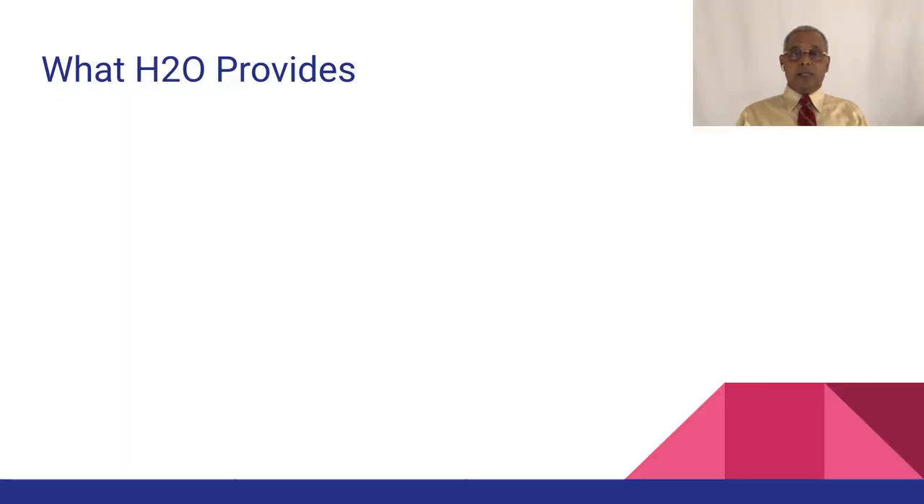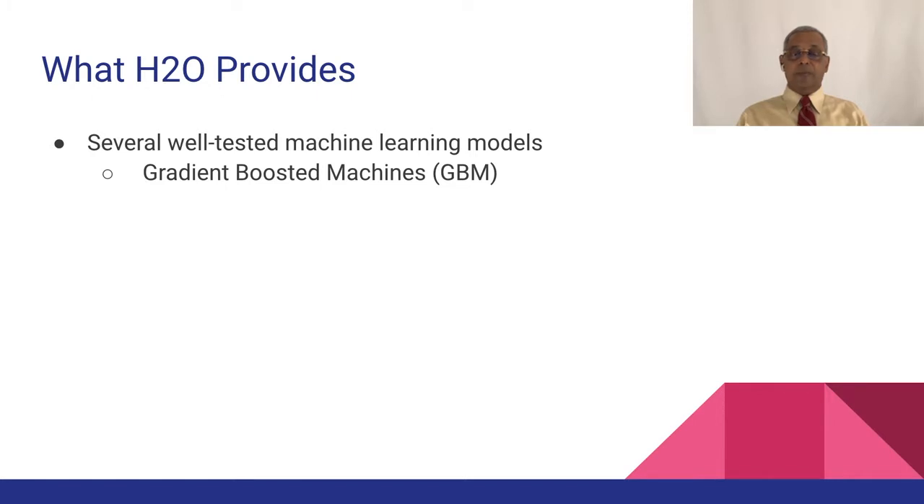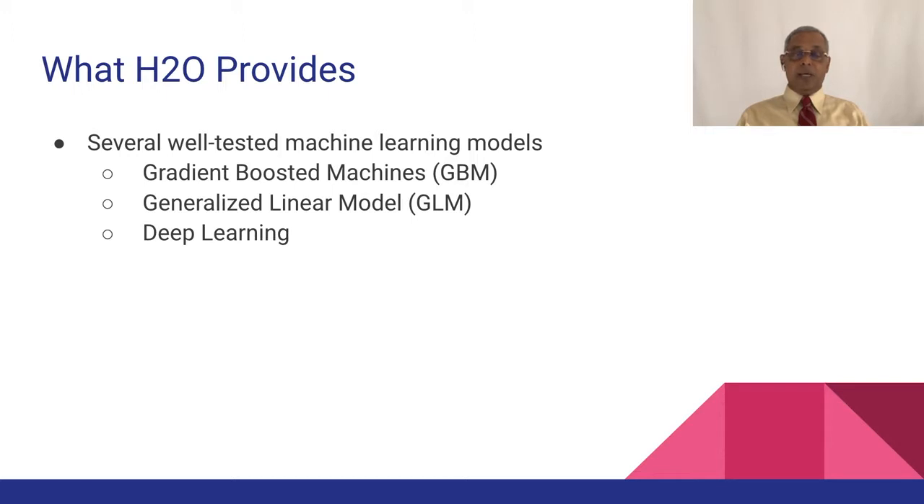Here is a quick list of what H2O provides. There are several popular machine learning models that you can try out on your database. What H2O provides is several well-tested machine learning models such as gradient boosted machines, GBM, generalized linear model, GLM, deep learning, and so on. Most importantly, it also supports AutoML. I'll talk about AutoML toward the end of this course.